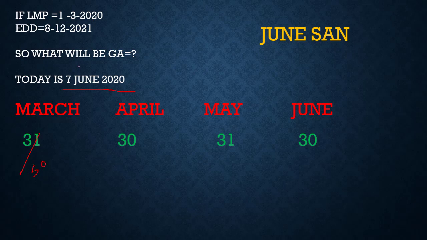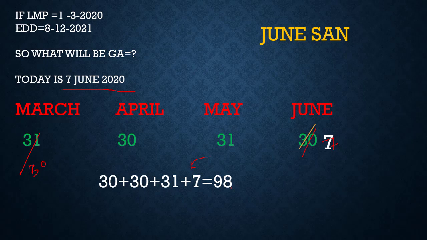And if today is 7 June, we will write here 7. Now we have to add all the days. We will add 30 plus 30 plus 31 plus 7. The answer will be 98, right? So now your fetus is 98 days old.